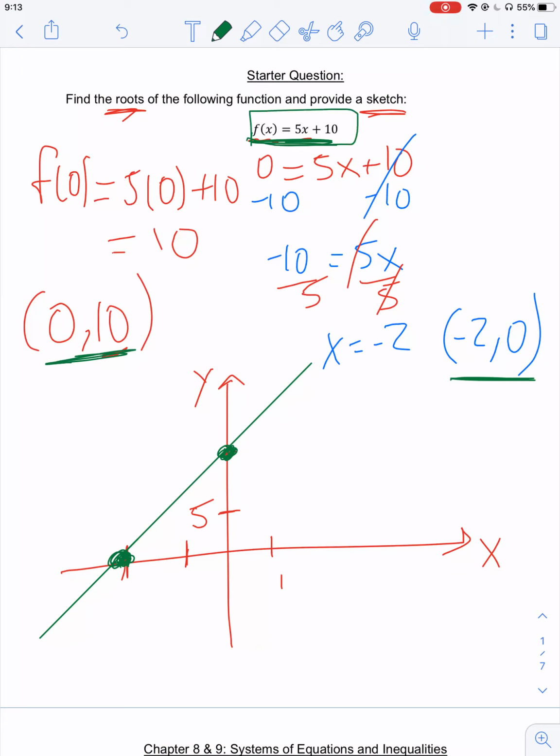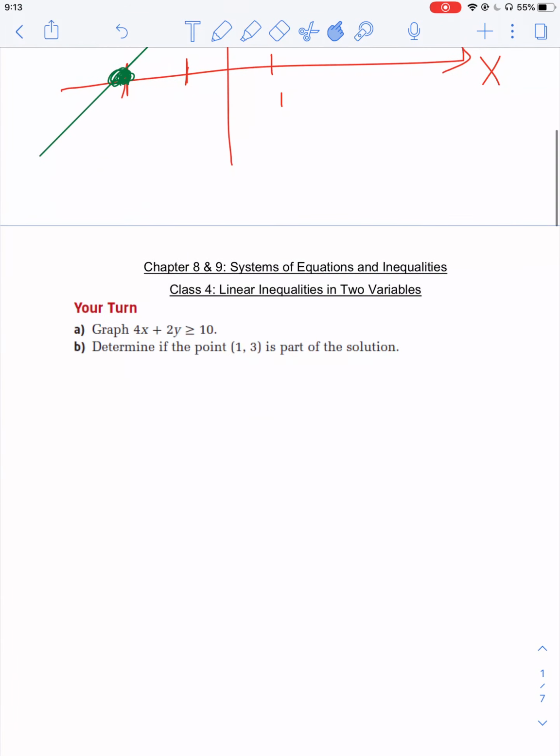Okay, but today we're going to change the focus from equality to inequality. So they're asking you to graph this. This is an inequality. So how do you graph this? In a very similar fashion, we're going to change this into an equality and solve for y.